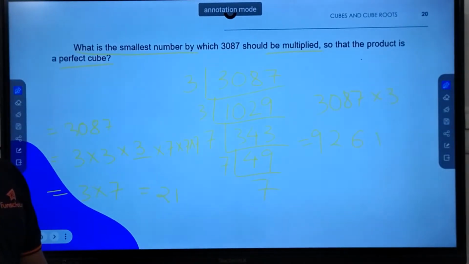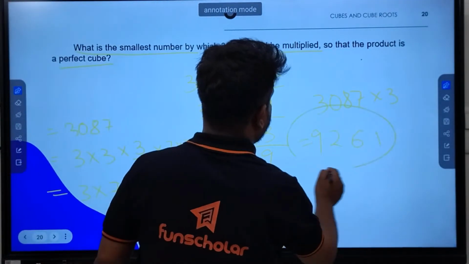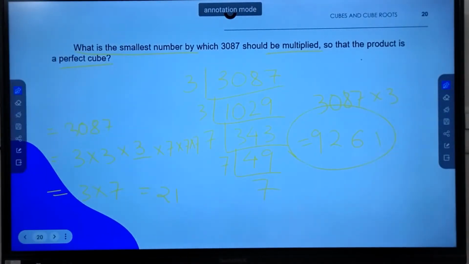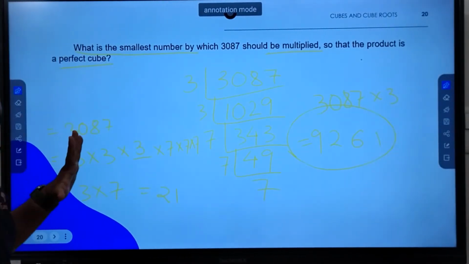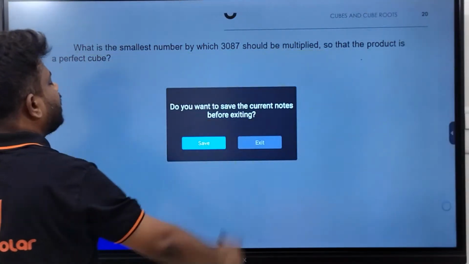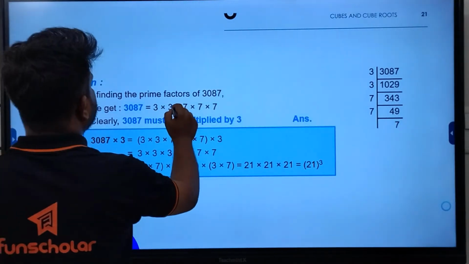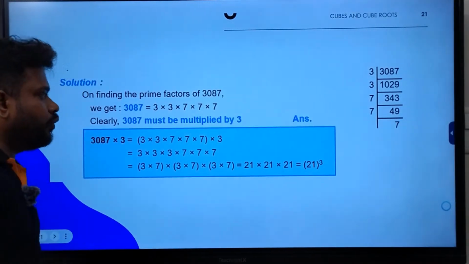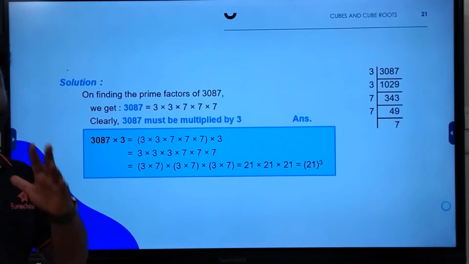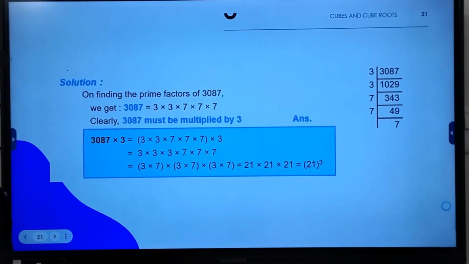Okay, so if you multiply 3 with 3087, the answer will be this. Got it right? And this will be a perfect cube. Okay, so this is the type of sum we will be looking forward to, and there will be similar kinds of sums in our next slides. Okay, see this one. Only 3 was missing to make it a perfect cube. So if you multiply this with 3, it will be a perfect cube. Okay, next.